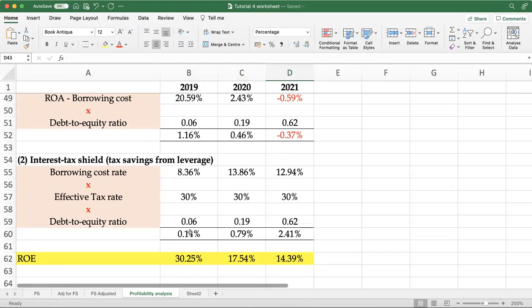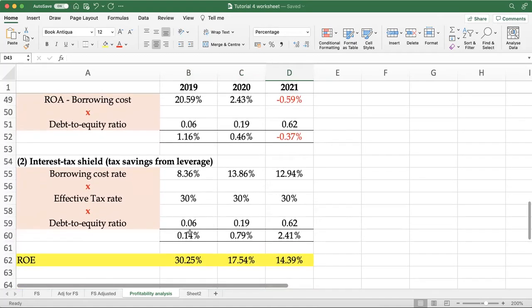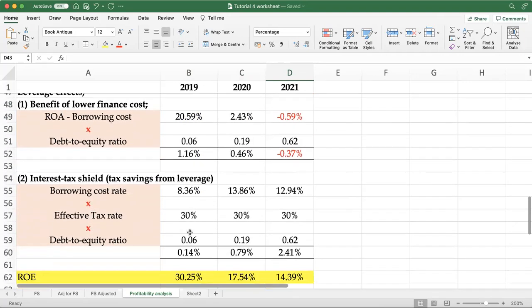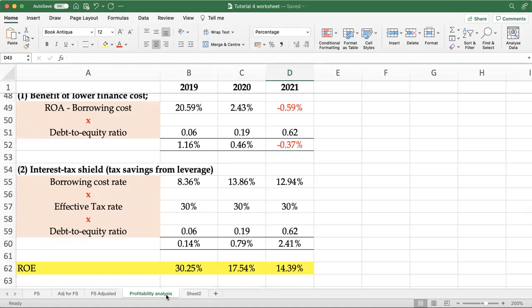Right. Now, from this analysis, you can find out the reasons for the changes in ROE. Now, this is about profitability analysis. Then you can insert another sheet.